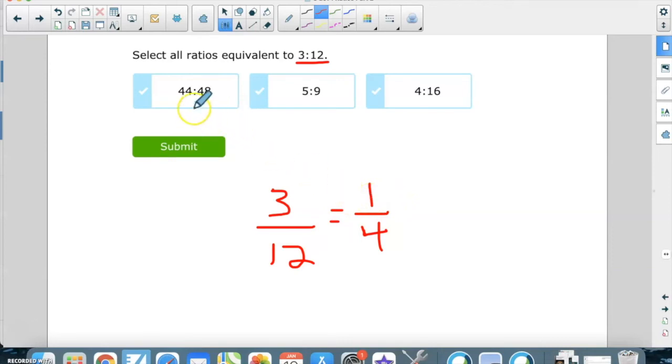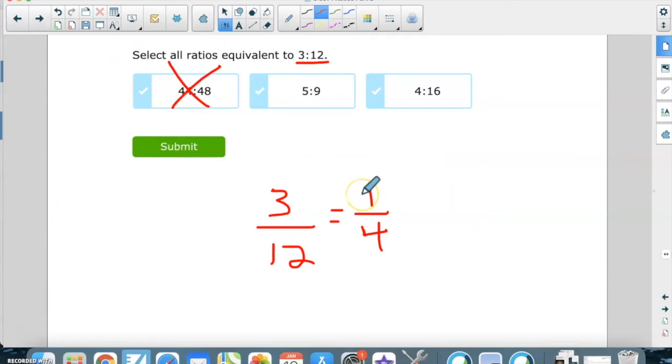So let's see. My first one is 44 over 48. Yikes. I can tell this is not going to work already. I know that these are not equivalent just by looking at it. So how do you go from 1 to 44? It's times 44, right? And then that should be times 44. And does 44 times 4 equal 48? Well, 4 plus 44 is 48, but you can't add. It's multiply, so I already know this one is out.